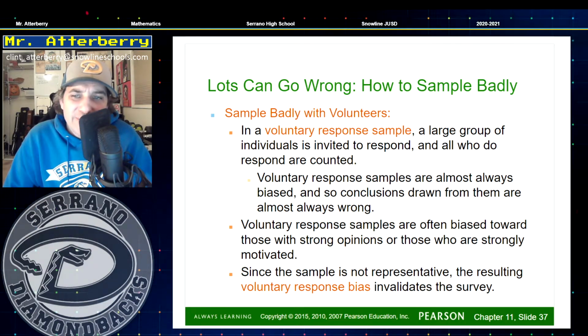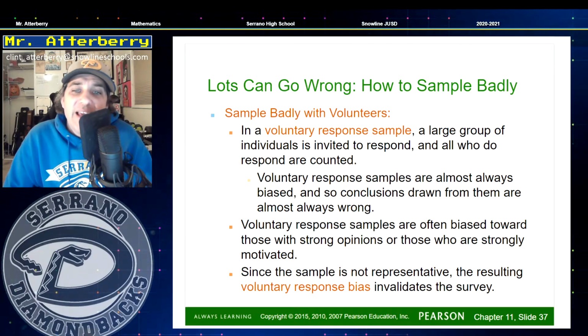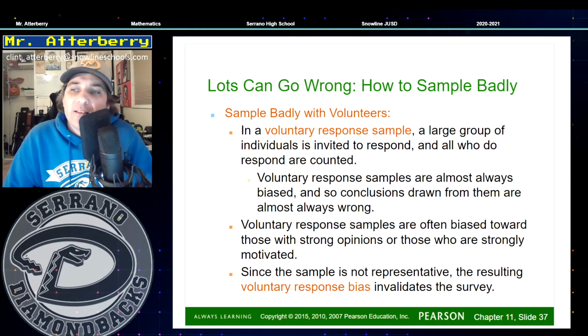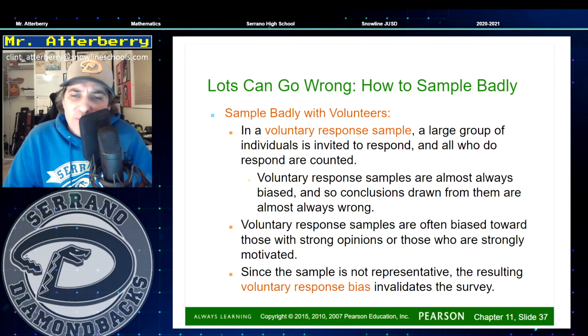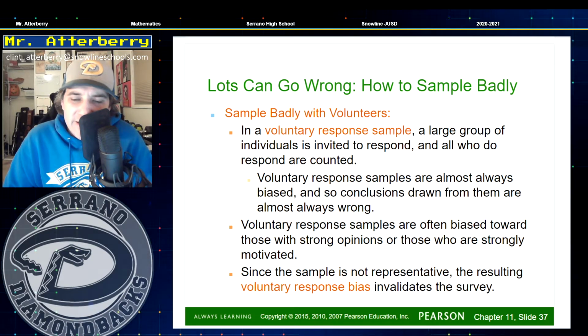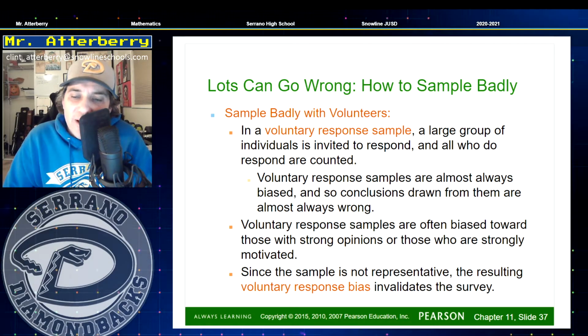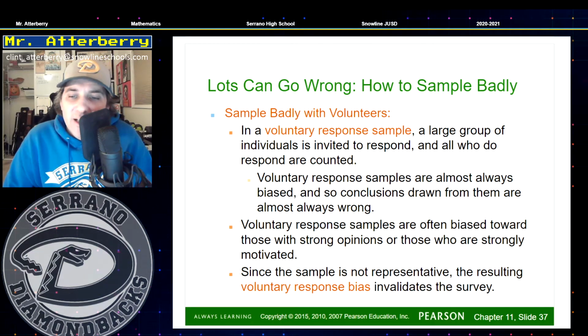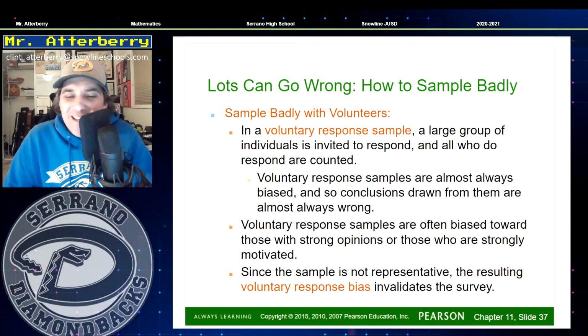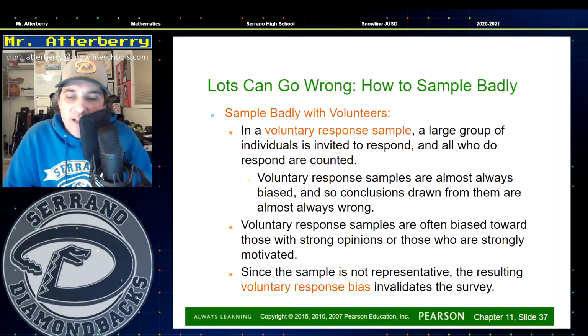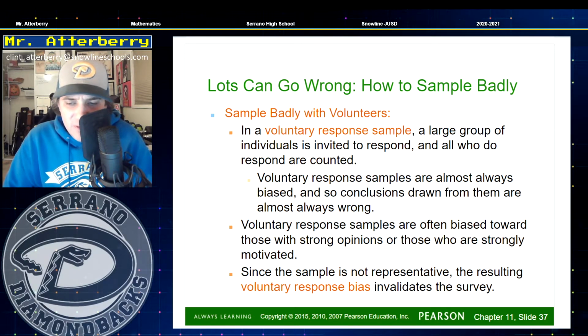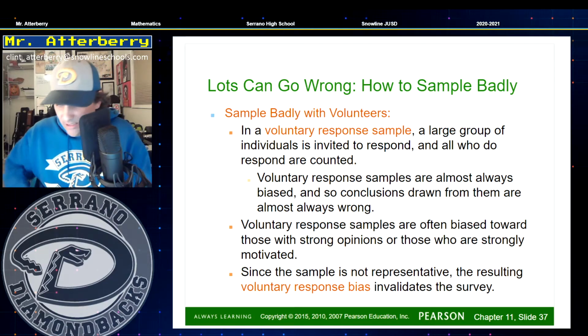Okay, sample badly with volunteers. In a voluntary response sample, a large group of individuals is invited to respond, and all who do respond are counted. Voluntary response samples are almost always biased, and so conclusions drawn from them are almost always wrong. So, voluntary response samples are often biased towards those with strong opinions or those who are strongly motivated. Since the sample is not representative, the resulting voluntary response bias invalidates the survey.